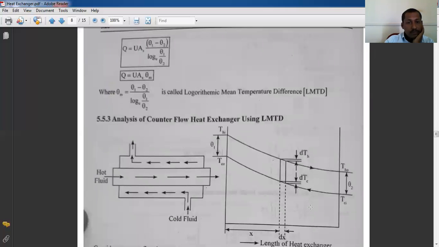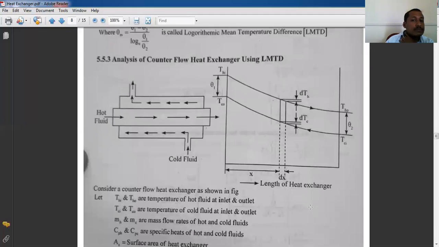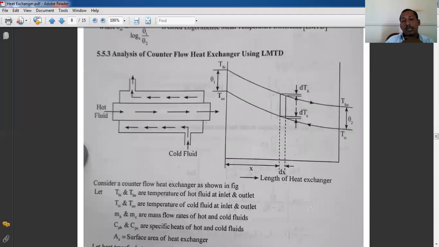Okay. Now this is the counter flow heat exchanger. In the counter flow heat exchanger, the hot and cold fluids are moving in opposite directions. When they are moving in opposite directions, the temperatures will be changing. Okay, now see here. You can see this is an arrangement for a counter flow heat exchanger. In this arrangement, hot fluid is moving inside the pipe, cold fluid enters here and exits here.